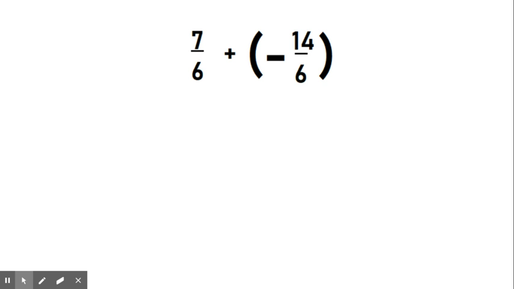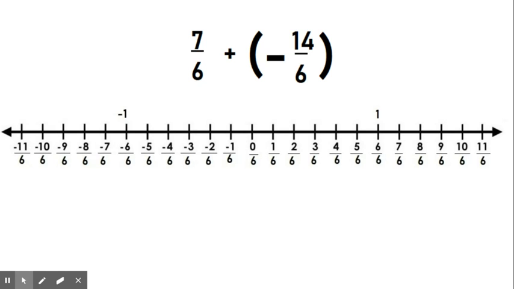What we do for adding and subtracting is we go to the number line, and this is going to be a special number line where it's all by 1/6. Remember when we did the number line that went by tens? And we usually do the one that goes by ones. This one goes by 1/6. So you can see how over 6/6 there's a 1 because that's equal to 1. And over the negative 6/6 there's a negative 1 because that's also equal to negative 1.